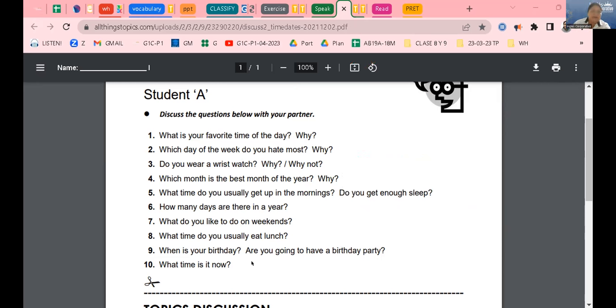And when is your birthday? Well, Daniel knows this answer. Daniel, when is your birthday? My birthday is on March the 1st. Are you going to have a birthday party next year? Next year, probably. Okay, so are you going to invite us? Okay, entonces sí, prepárense con los regalos y la invitación también la esperamos.